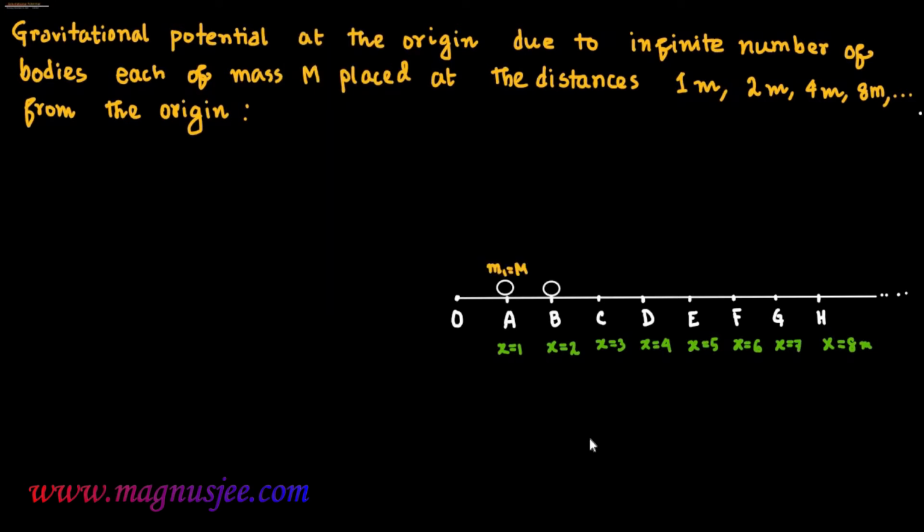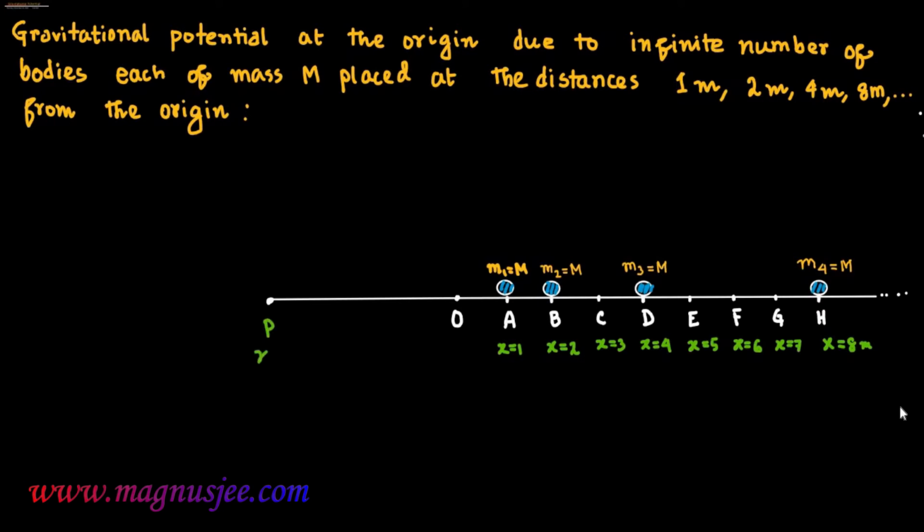A body of mass m1 is placed at a distance 1 meter from O, that is at the point A. Another body of mass m2 equal capital M is placed at the point B. Third body of mass m3 equal capital M is placed at a distance x equal 4 meter from the origin. Fourth body of mass m4 equal capital M is placed at the point H at a distance 8 meter from the origin O.